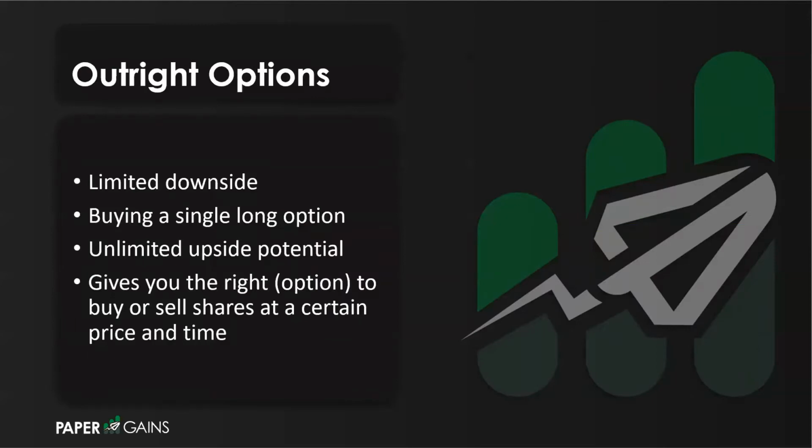But here's the difference, right? Outright options are single leg options, so it's buying one option and that's your whole position. They do have limited downside. They're really good for managing risk versus buying the stock itself. It's a lot cheaper just to do the options. The thing is, the Greeks get really complicated. What's good about these is they have unlimited upside potential.